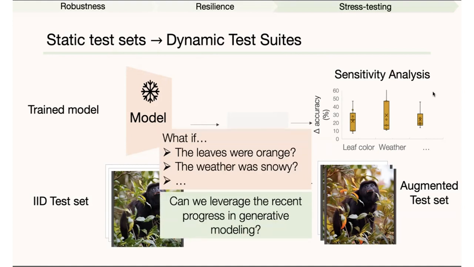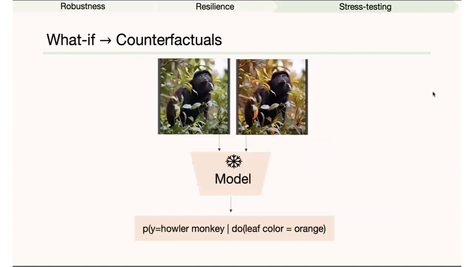A natural thing to do in this case, perhaps, is to leverage all the progress we have had in generative modeling recently. So what-if questions lend themselves very naturally to counterfactuals and causal interventions. What we want to ask is: what is the confidence that the model still thinks this is the howler monkey if the color of the leaves around it changed from green to orange? This is a standard counterfactual query where we're actually intervening on the value of an attribute.